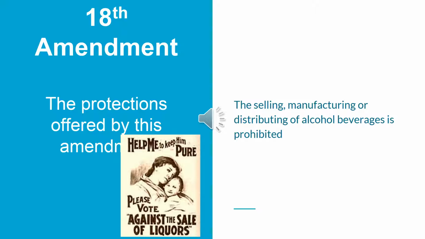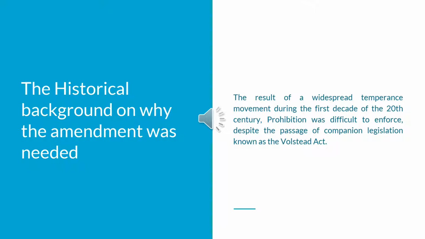The protection offered by Amendment 18 was that the selling, manufacturing, or distributing of alcoholic beverages is prohibited. The historical background goes way back to the temperance movement during the first decade of the 20th century. Prohibition was difficult to enforce despite the passage of companion legislation known as the Volstead Act.